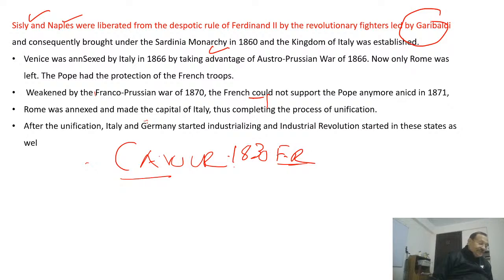In 1847 he founded a journal, Risorgimento. What is its name? Risorgimento. It is a commercial union.